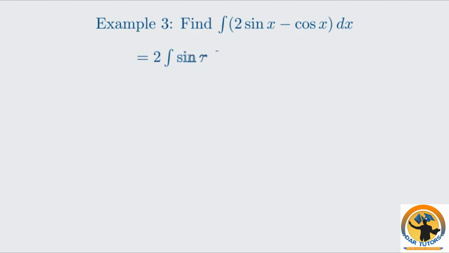Let's do an example. Find the integral of 2 sine x minus cosine x. Using the sum and difference rule, we can integrate term by term. This becomes 2 times the integral of sine x minus the integral of cosine x.